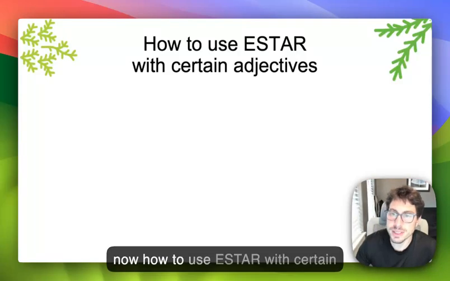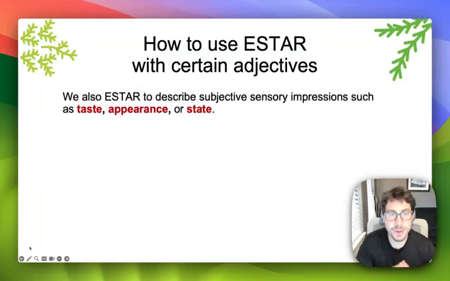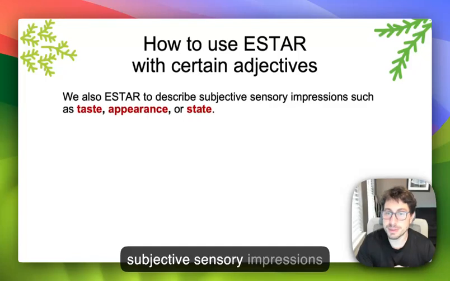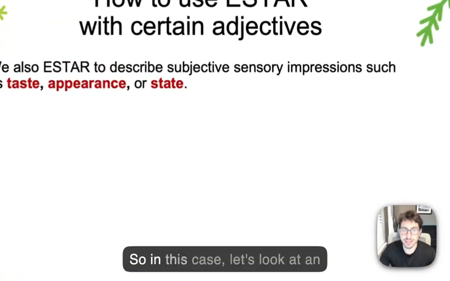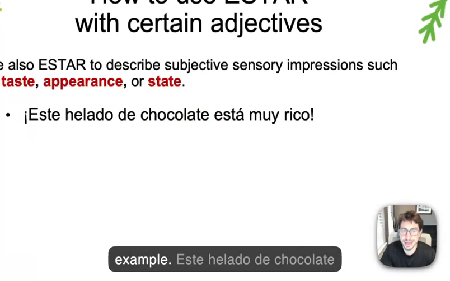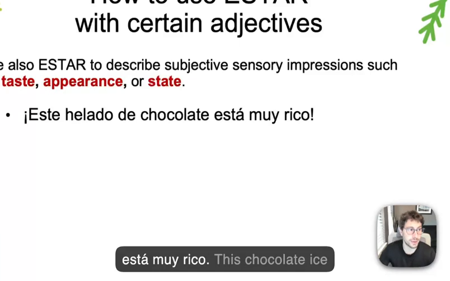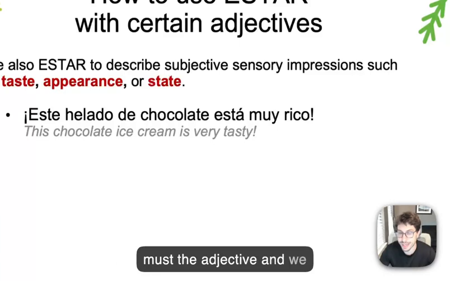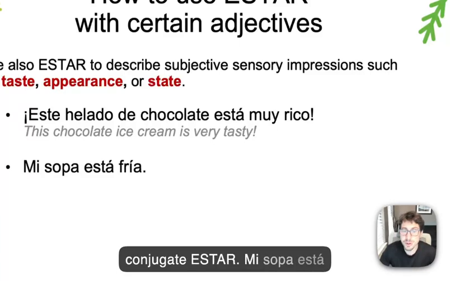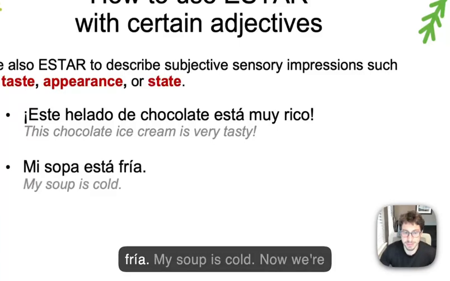And now, how to use estar with certain adjectives? We can use estar to describe subjective sensory impression such as taste, appearance, or state. So in this case, let's look at an example. Este helado de chocolate está muy rico. This chocolate ice cream is very tasty. And with estar más the adjective, and we conjugate estar. Mi sopa está fría. My soup is cold.